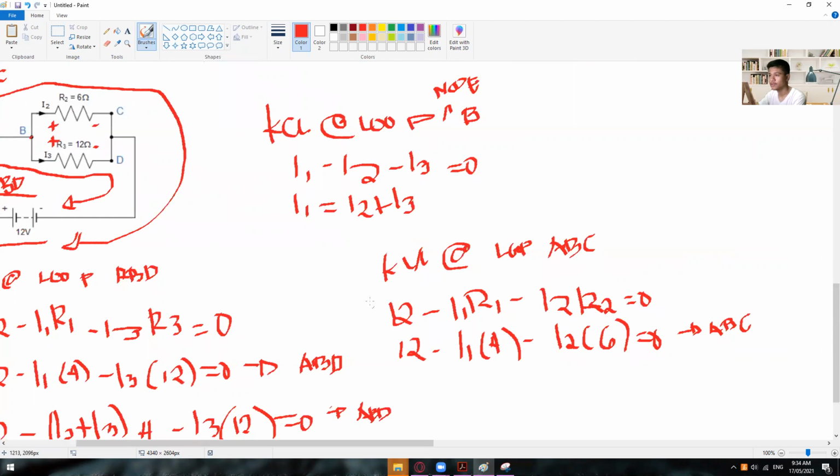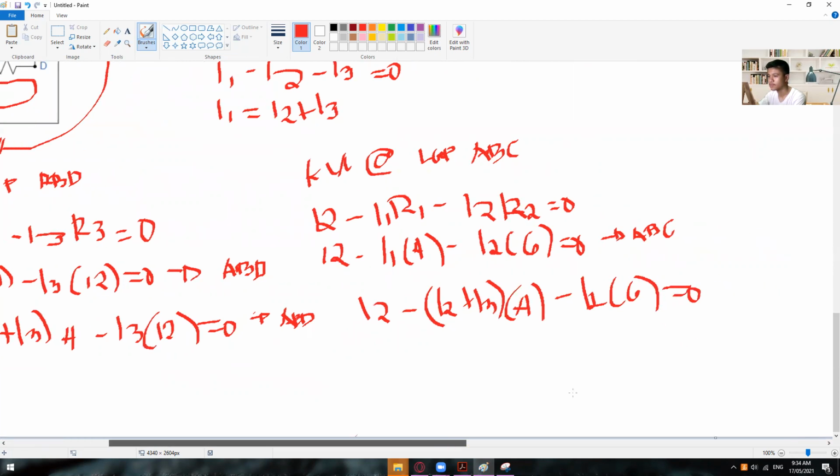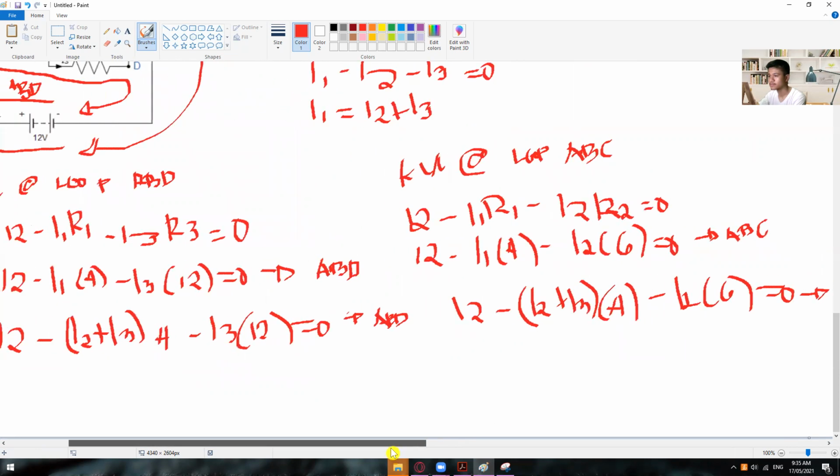And then from here, you can again substitute the value of your I1 in here to have the value of I2 plus I3 multiplied by 4 minus I2 times 6 is equal to 0, which is now your A, B, C.